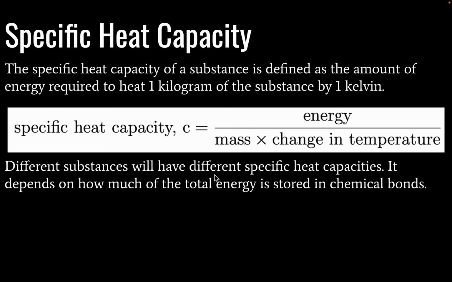So different substances are going to have different specific heat capacities, and that is because they will have different chemical bonds. The length of the chemical bond between substances is different, and that will affect how much energy they can store.